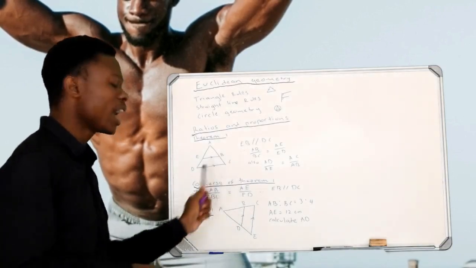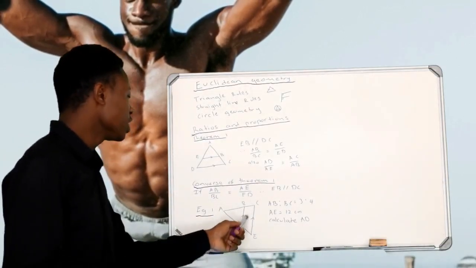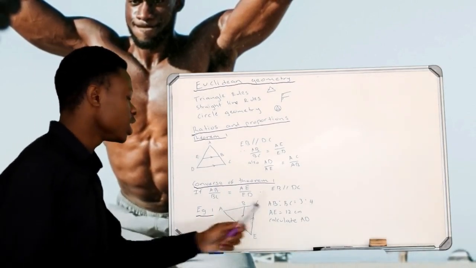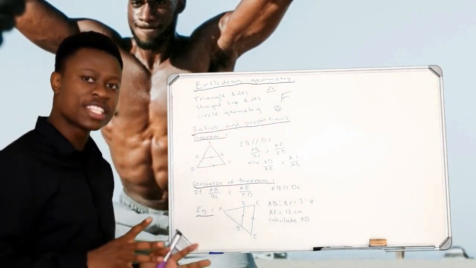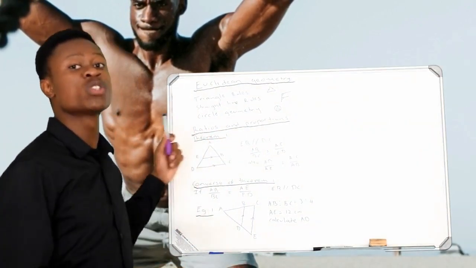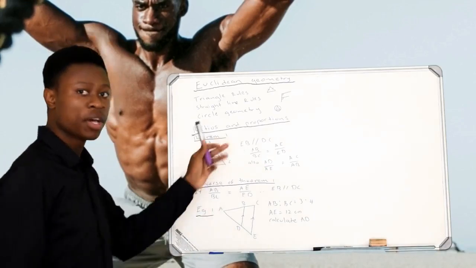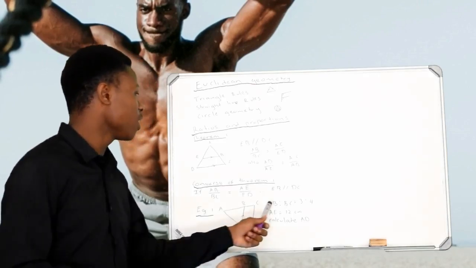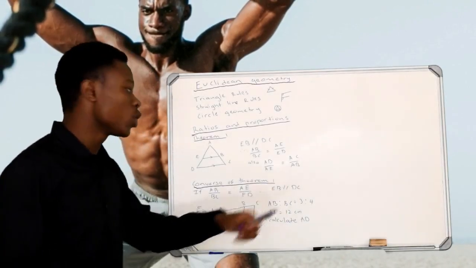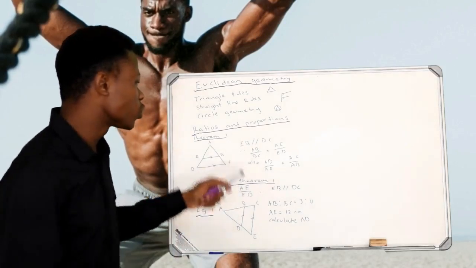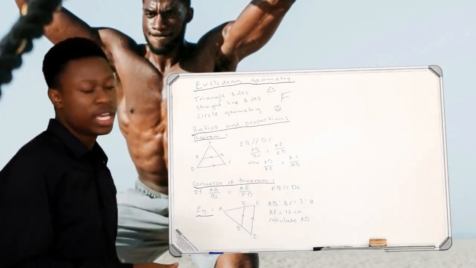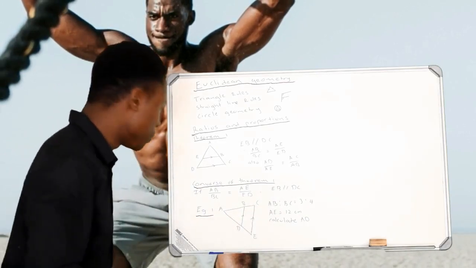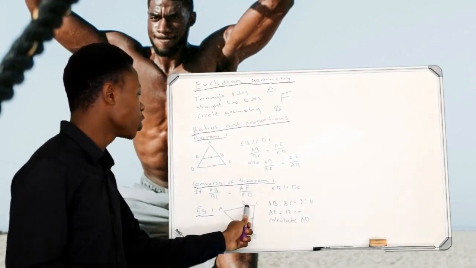Example 1 is a triangle, and they gave us that BD is parallel to CE. Since there's a line that's parallel, we know that we have to use the regular theorem 1, not the converse, because they already told us those two lines are parallel. And they gave us AB to BC is 3 to 4. Those dots mean a proportion. It means that AB is in proportion with BC.